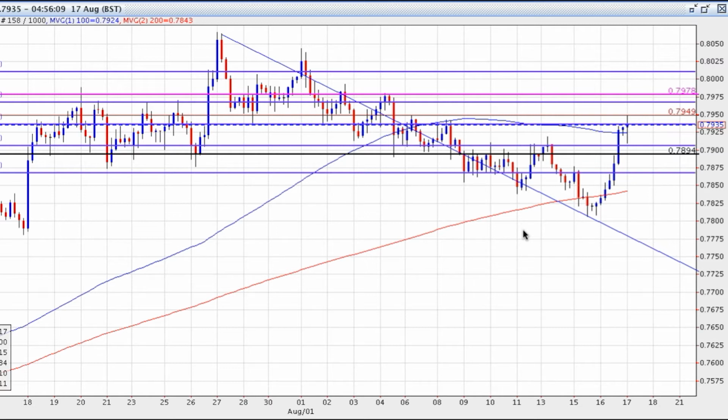We've also had the release of Australian jobs figures for the month of July, and we saw a decrease in full-time employment, and that's made the Australian dollar move just slightly lower this morning, but we have recovered towards the 50% Fibonacci retracement of that recent low set around the 0.78 handle attached to that yearly high just above the 0.8050 mark.